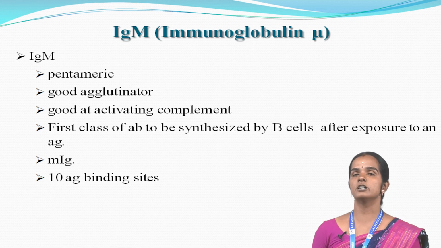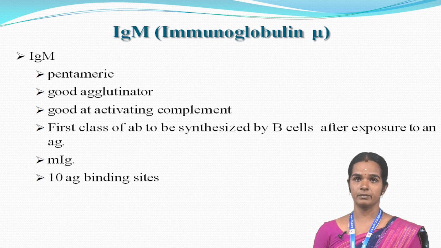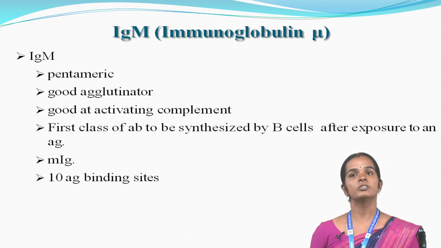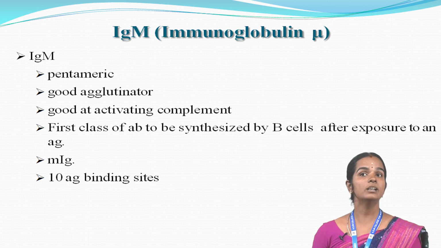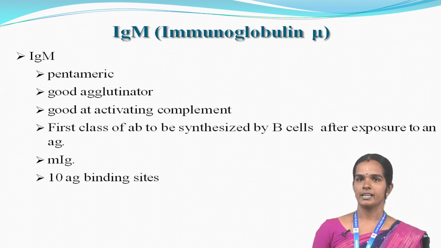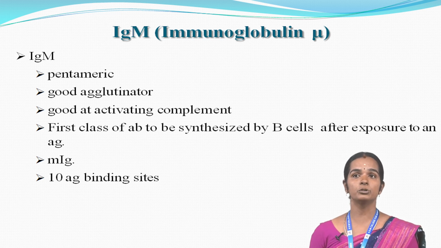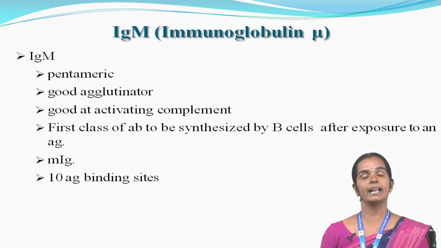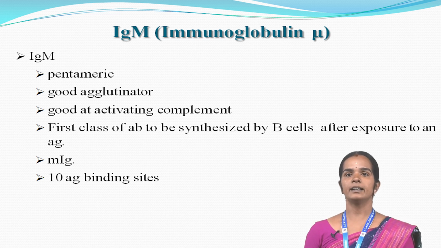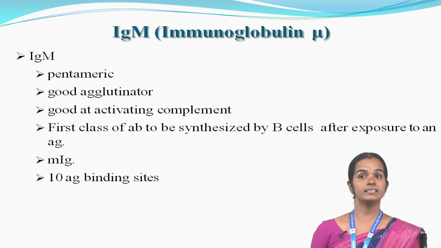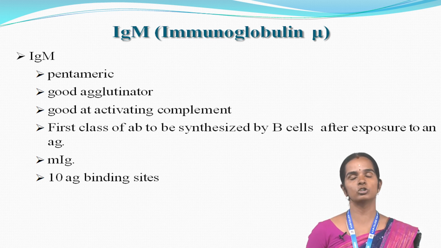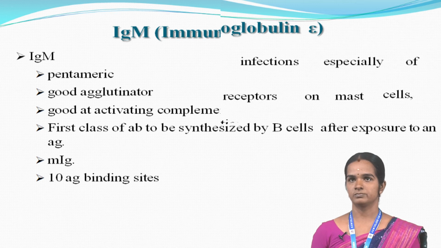This is the other type of immunoglobulin, IgM. It is a pentamer. It is a good agglutinator and a good complement activator. It is the first class of antibody to be synthesized by B cells after exposure to antigen. It has 10 antigen binding sites. This is the overall structure of immunoglobulin.